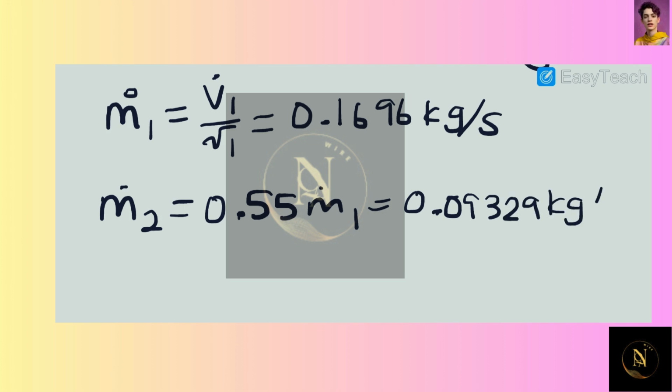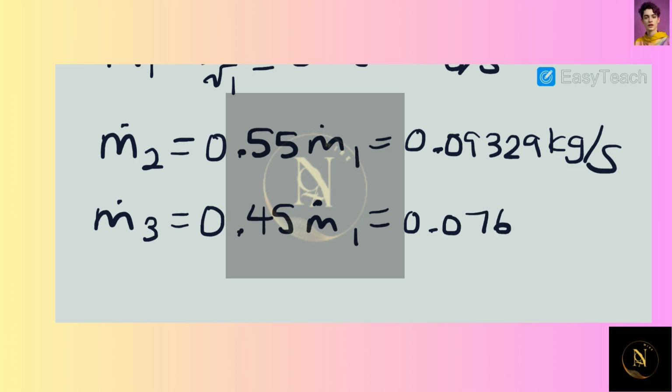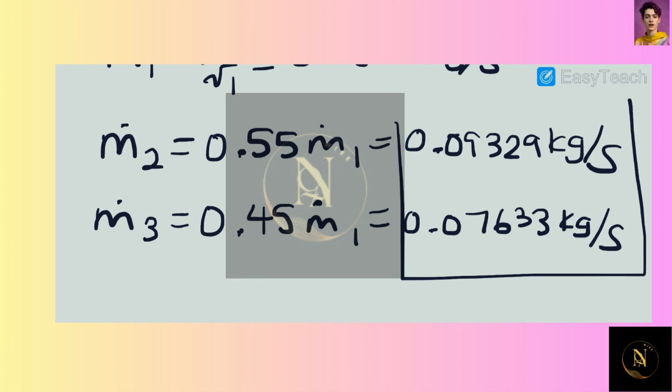0.09329 kilograms per second. The remaining will be liquid, so that means that m dot 3 will just be 0.45 m dot 1, and that gives us an m dot 3 equal to 0.07633 kilograms per second. So these two values are the mass flow rates through our outlet streams.